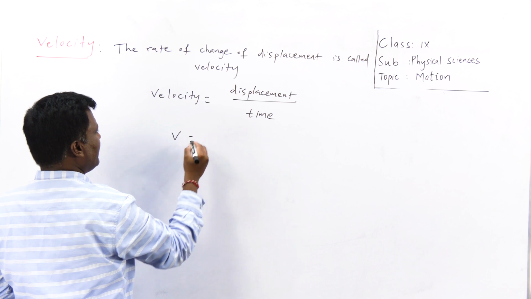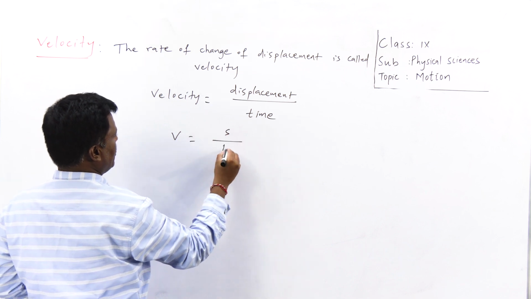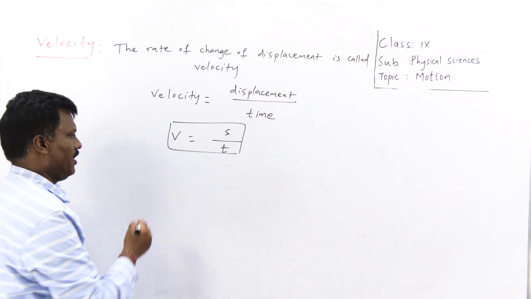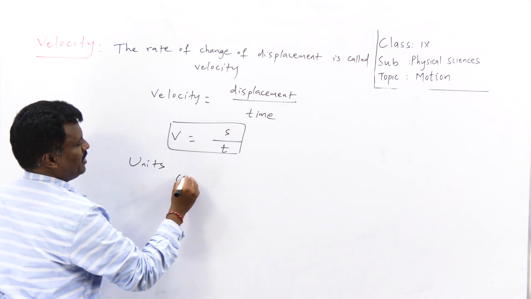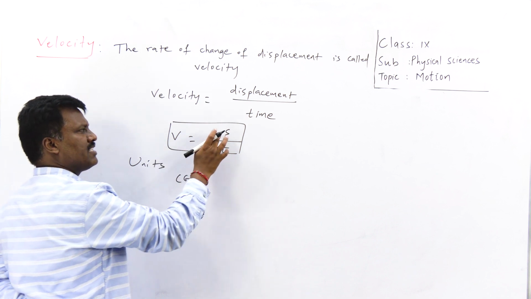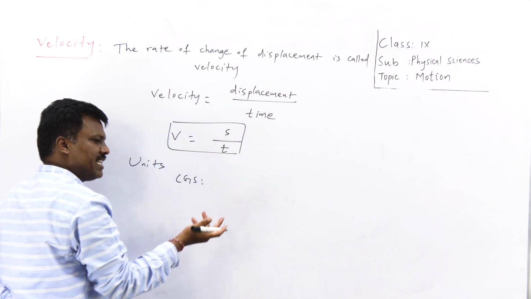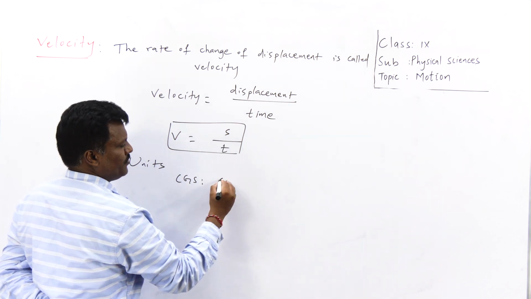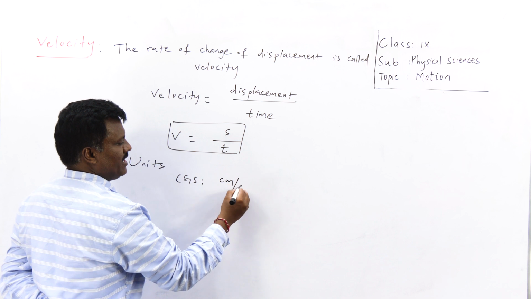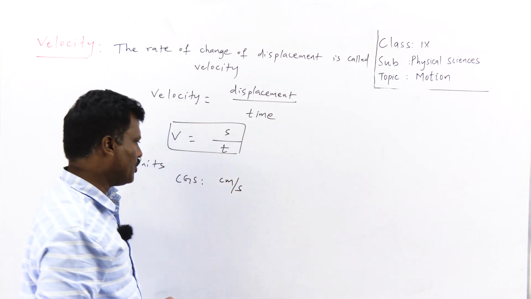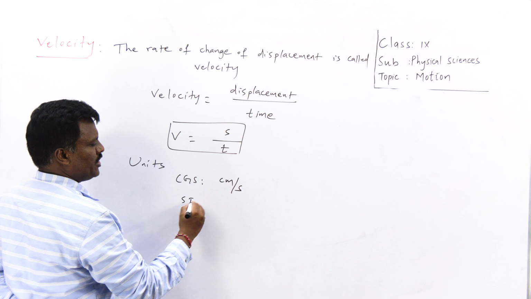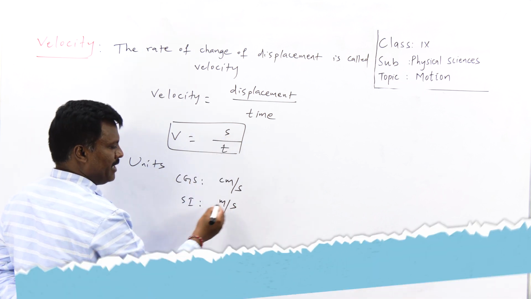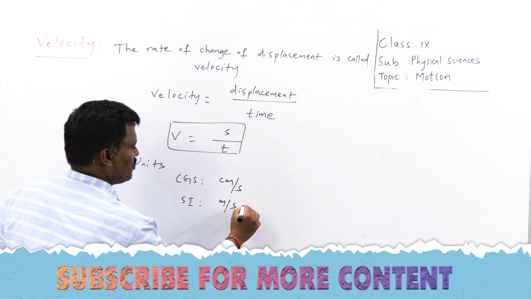Velocity is denoted by v, displacement is denoted by s, time is denoted by t. V is equal to s by t. This is the mathematical expression. Then units. In the CGS system, what is the displacement? Displacement is nothing but the shortest distance, nothing but length. So the length unit is the same, centimeter, and the time unit is second, so centimeter per second. Speed also has the same unit. The SI unit of distance, displacement is meter and time is second, so meter per second. This is the SI unit.